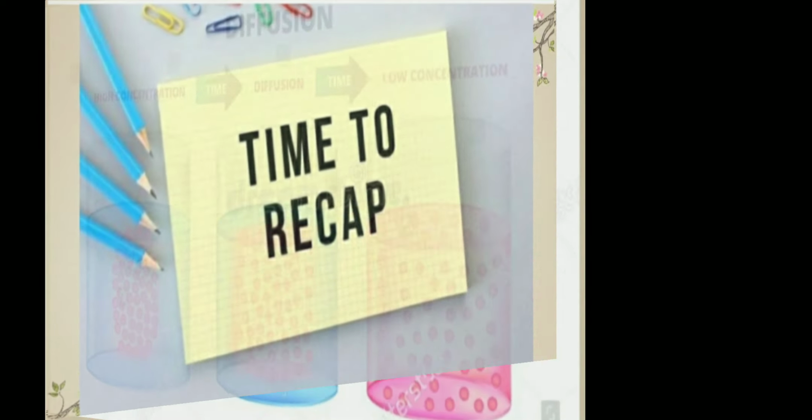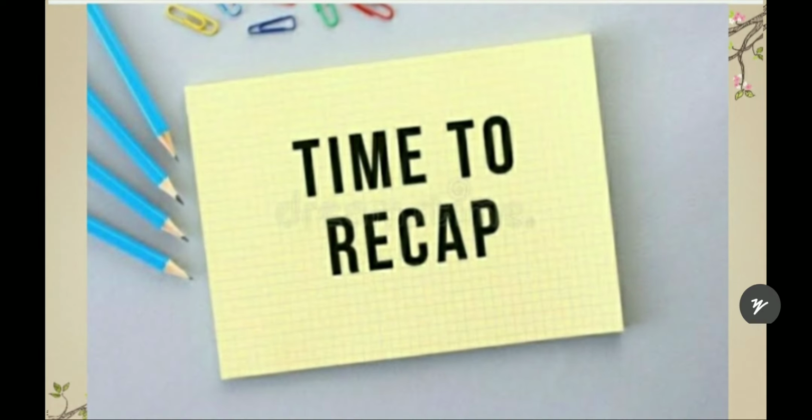Alright, so this is all about today's class, and in the next session we will discuss diffusion in different states of matter: solids, liquids and gases. We will learn each diffusion separately. So it's time to recap what we've learned today. We've learned about the characteristics of matter, the experimental evidences about the characteristics of matter, Brownian motion, and diffusion.